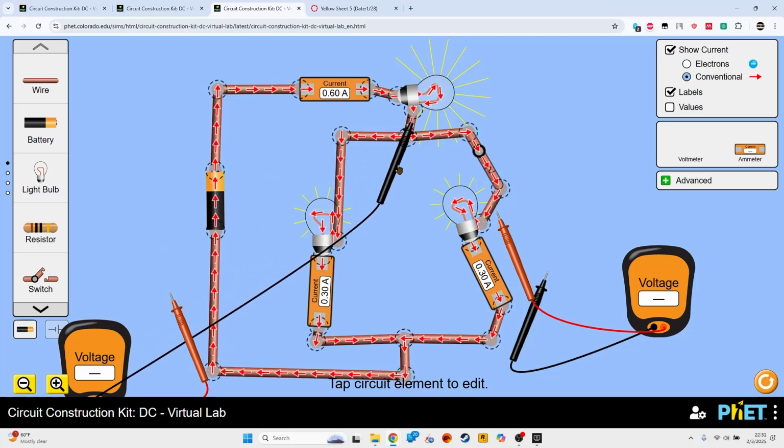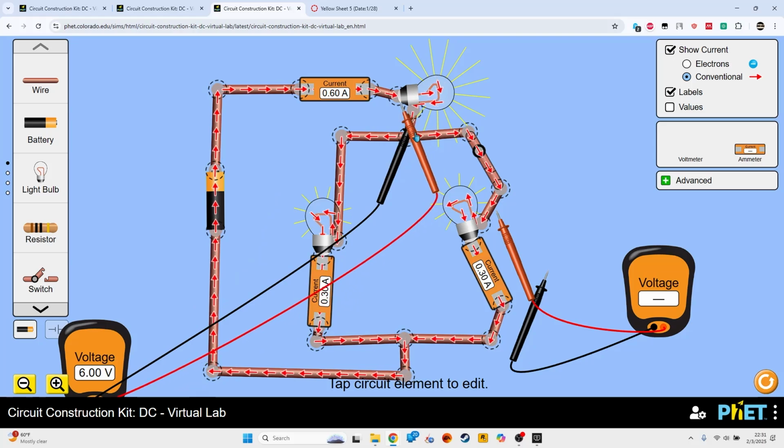Let's for funsies just measure the voltage across this one. The voltage across this one is 6 volts. The battery is 9 volts. So out of 9 volts, 6 volts is across the first light bulb. That's why the major chunk of the voltage is across the first light bulb, and that is why it is shining the brightest. These light bulbs have 3 volt and 3 volt across them.